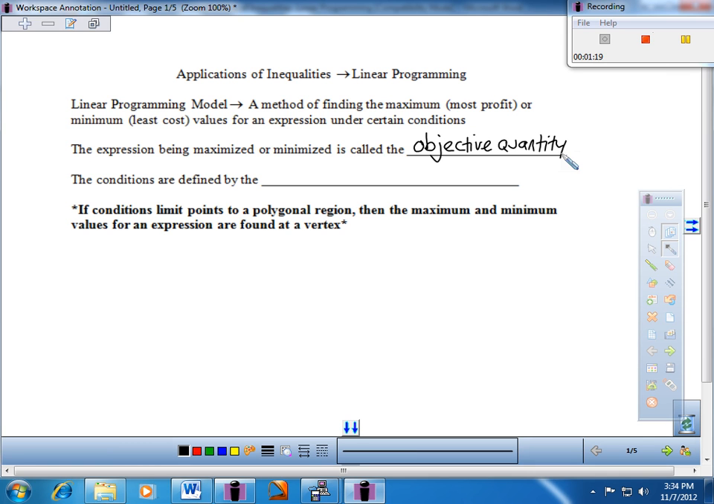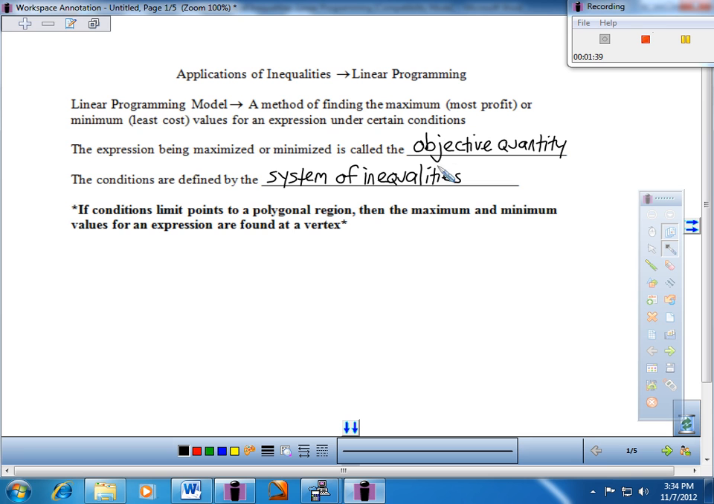And the conditions that we're going to be working under are defined by the system of inequalities. And so that is the connection to the previous notes worksheet where we graphed and shaded. So one expression being maximized or minimized, we're going to talk a lot about that objective quantity. And then we're going to take a look at the certain restrictions that we're working under, and that'll be defined by our system of inequalities. We saw this, I believe, maybe once or twice yesterday, where we shaded a bunch of inequalities on the coordinate plane, and the overlap turned out to be a nice polygonal region, essentially a shape on the coordinate plane.